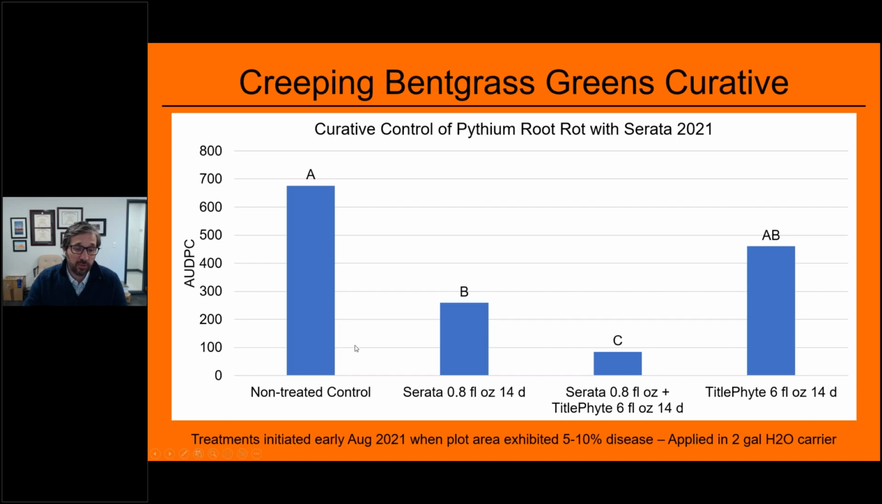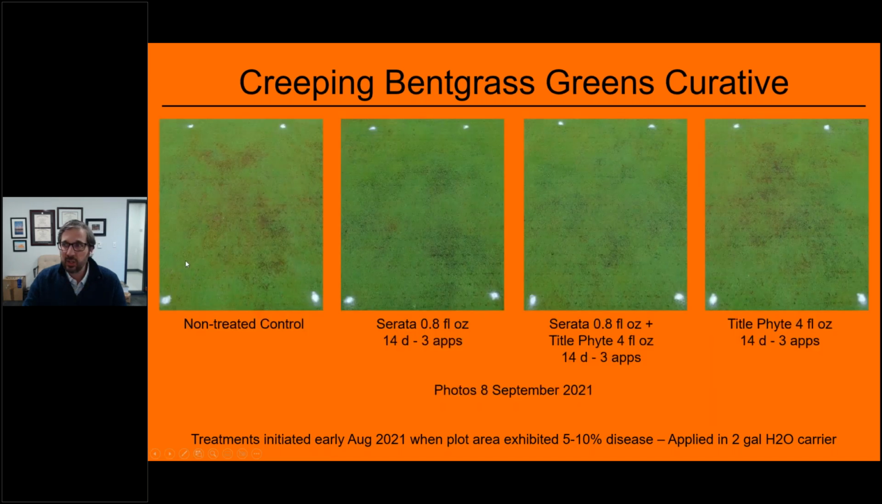So for this trial, we're looking at treatments that were initiated in August, when we saw about 5 to 10% disease. Again, we're looking at curative control, and again, that 2.1 gallon carrier and post-application irrigation with 1/8 of an inch of water. And this is just to give you a sense of what we're observing. So here's that non-treated control. Here's the Serrata by itself. Definitely a reduction, but not to the point of acceptable. And here we have the Serrata and phosphite combo, and then the phosphite by itself.